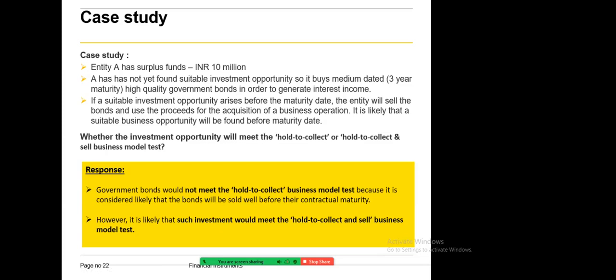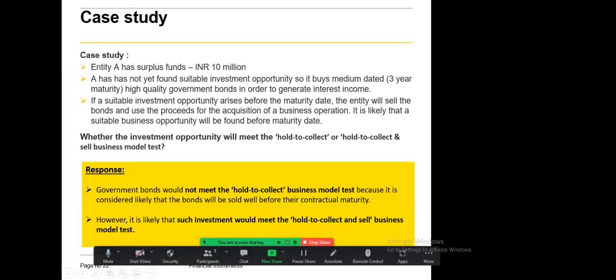So that means a government bond would not meet the hold to collect business model test, because it is considered likely that the bonds will be sold well before their contractual maturity. So that means bond is something the investor will trade. The investor will see that when I am getting the highest return at that point in time, I'll sell that bond, I'll realize the sale consideration. So it is likely that such an investment would meet the hold and collect and sell business model test.